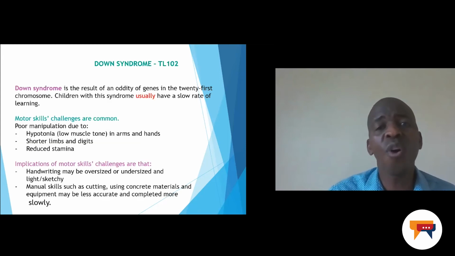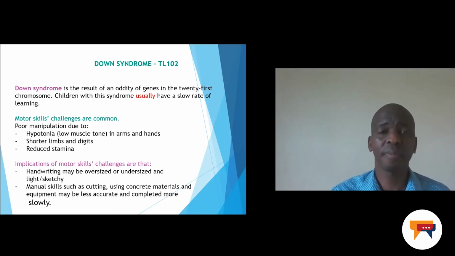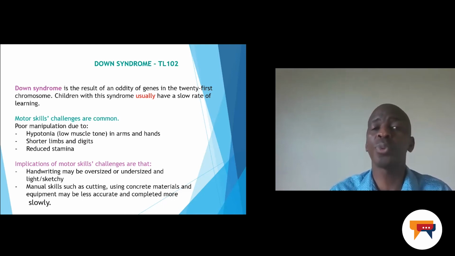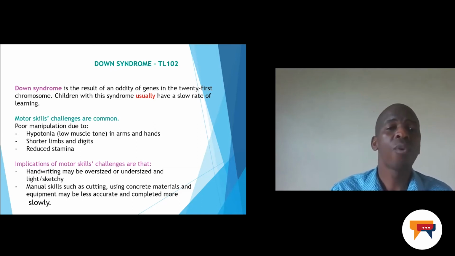Now let us move on to another barrier, which is Down syndrome. We have had a lot of our students before when it comes to Down syndrome and autism. When they are writing their assignments, they will ask us, in the study guide, there's very little information on Down syndrome. Where do I get more? We always tell them that there is more on Down syndrome and autism in tutorial letter 102. That is very important.